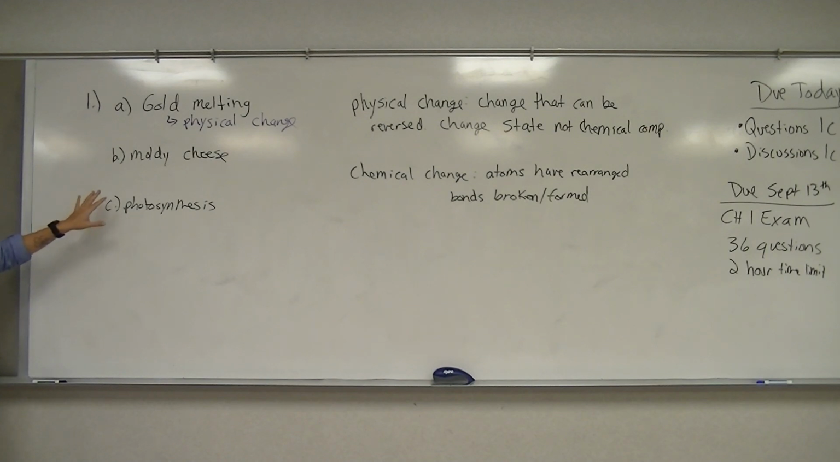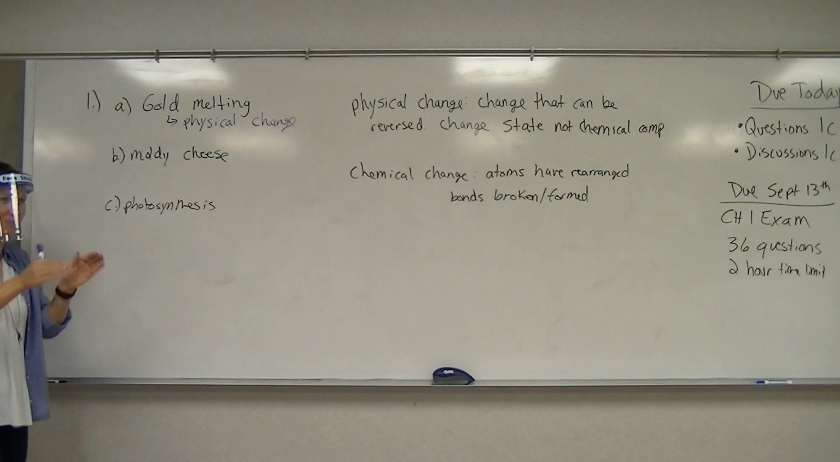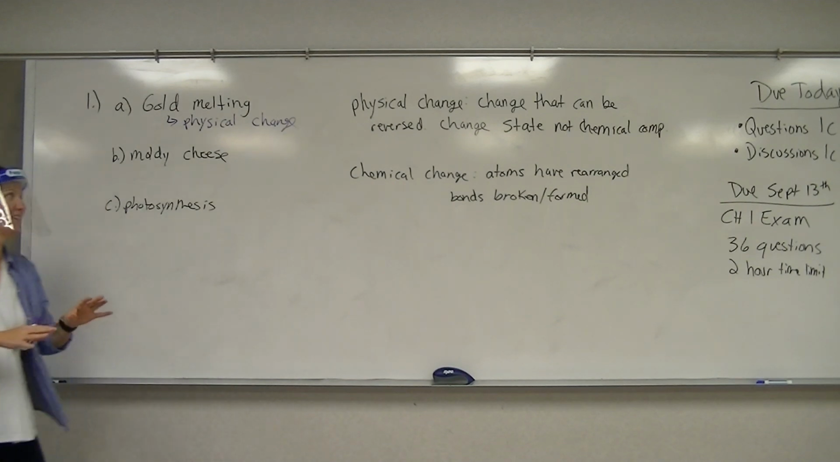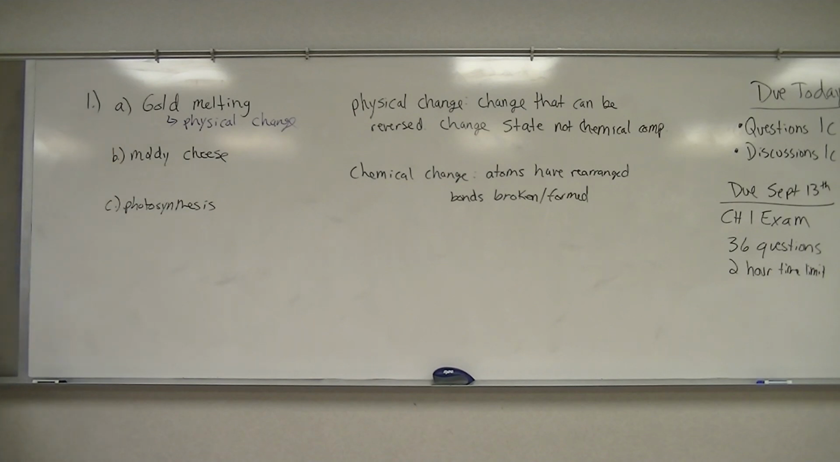So for moldy cheese, you go in your refrigerator and you see green stuff all over your cheese. Okay, not actually a cheese mold, but moldy cheese. What do you think that would be, physical or chemical? Chemical. Why? Because it's something new growing. It's not cheese, you don't want to eat that, right?